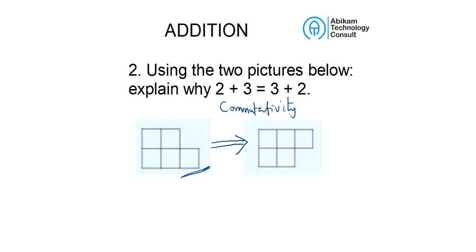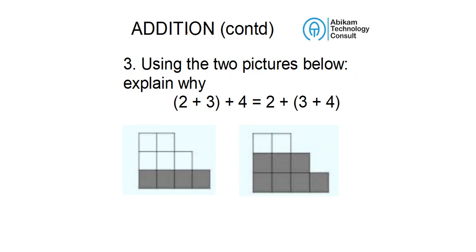All right, thank you. Let's look at additional concepts. So look at this concept using the two pictures below. Explain why 2 plus 3 plus 4 equals 2 plus 3 plus 4. We can see the parentheses there. What does it mean? Parentheses is telling us that we perform the operation in the parentheses first before we move to the other. So here, it means we are adding 2 plus 3 first. Then, for the second one, we are adding 3 plus 4. So look at the picture here.